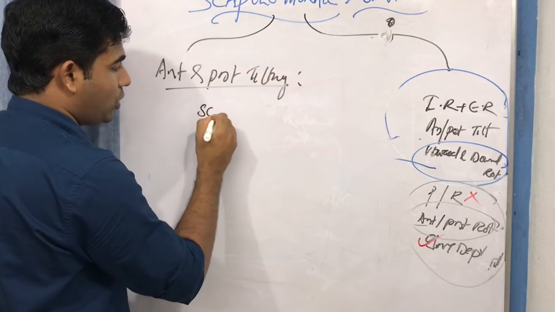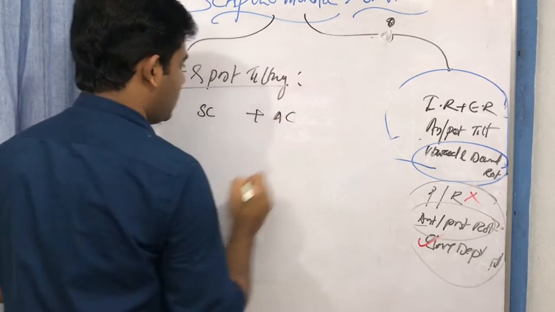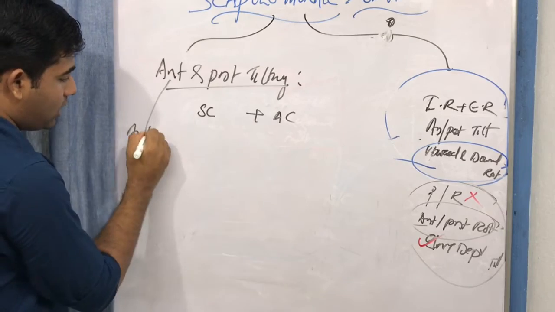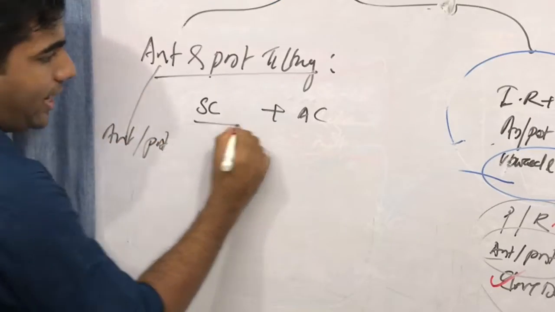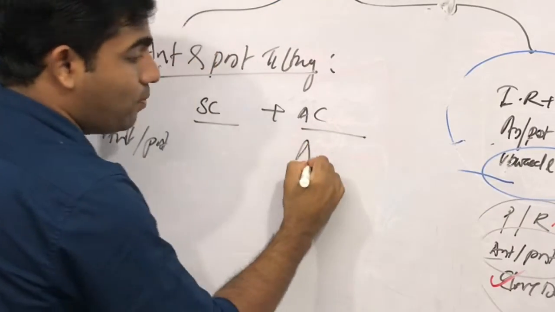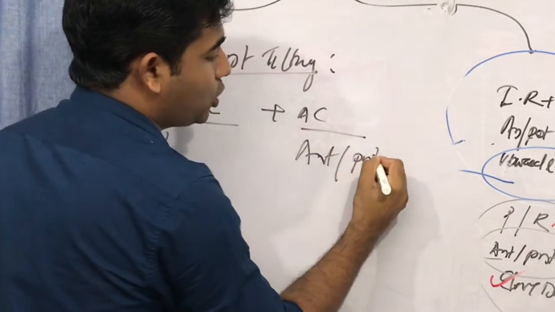In the sternoclavicular joint and the acromioclavicular joint. Scapulothoracic, anterior and posterior tilt. In the acromioclavicular joint, it will be the same movement. Always remember, anterior and posterior tilt.